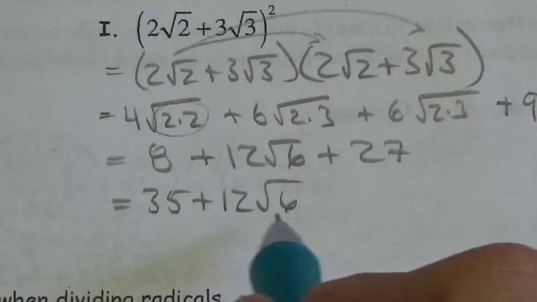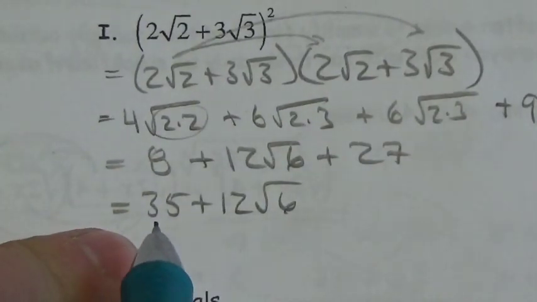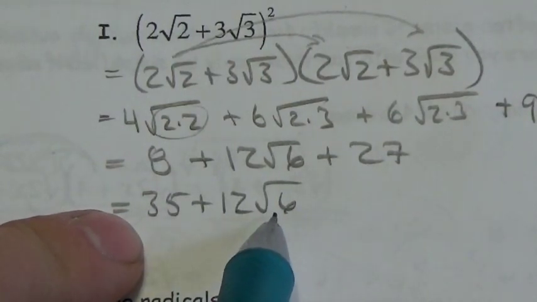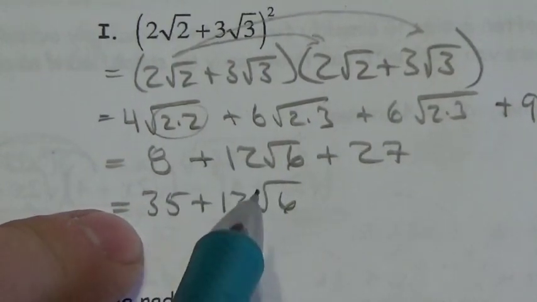Plus 12 root 6. And again, you have to resist the temptation to add those two numbers together, because that 12 is being multiplied by the root 6, and that would have to happen first.